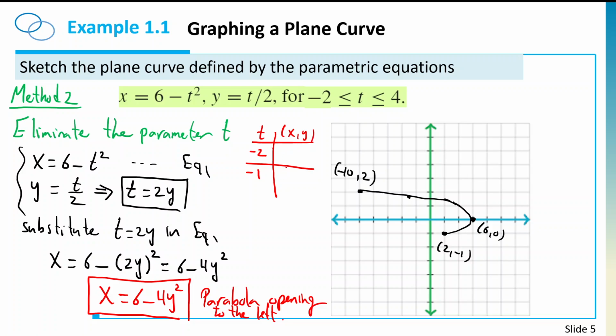You only need 2 points in that case, just to be sure what the orientation is. This is the easiest way. So this is like 2, -1, and this is 5, -½.